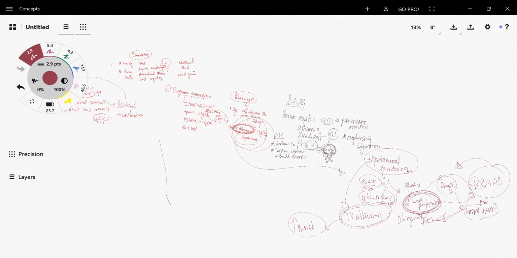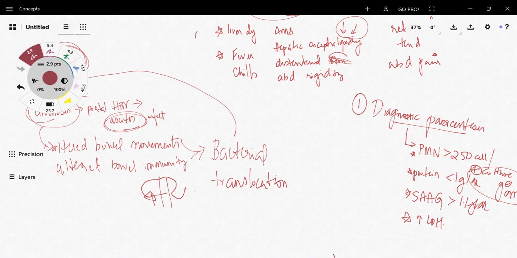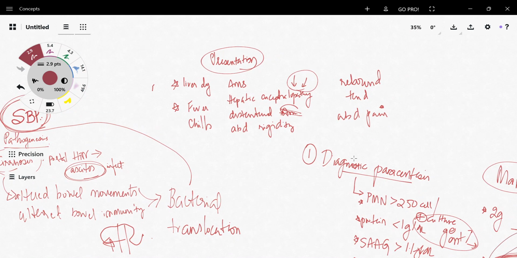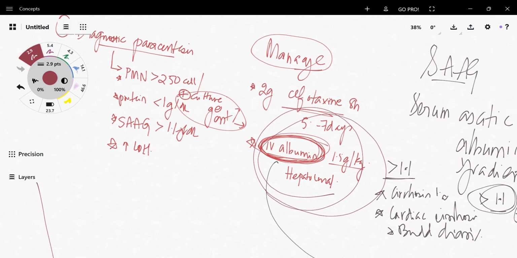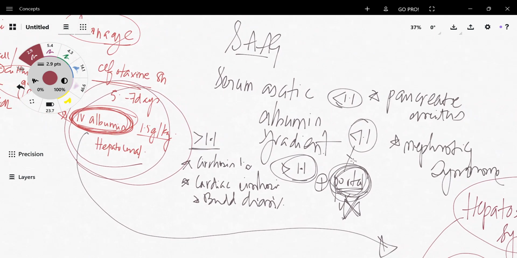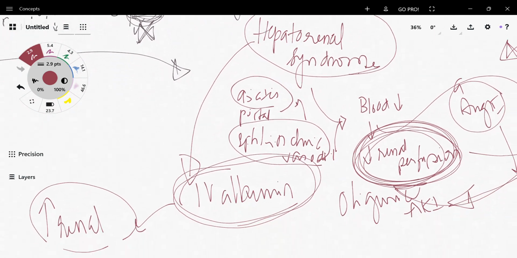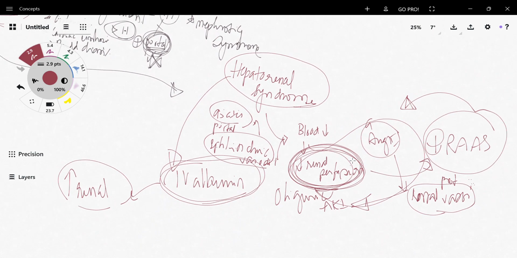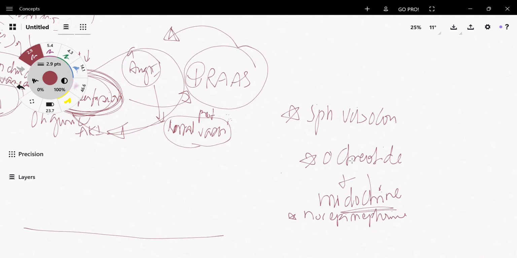I don't know if this is visible, but please feel free to take a screenshot, or I can just enlarge each of these sections for you to take screenshots if you need to. If you want to take screenshots and add them to your flashcards, or use this as a skeleton for you to learn these concepts and reason them out for yourself. So this is about it for SBP and hepatorenal syndrome.